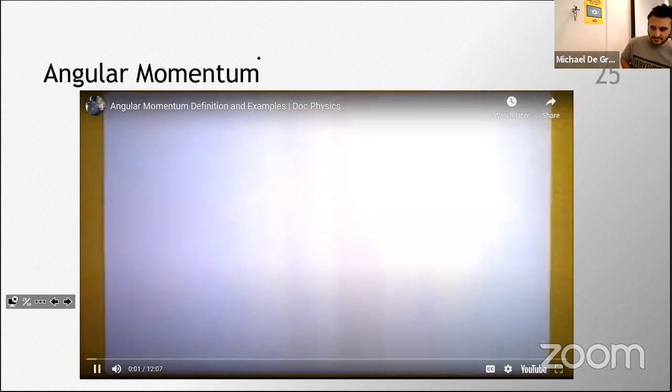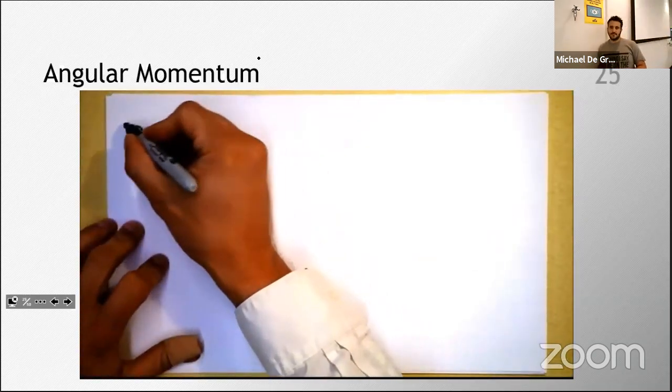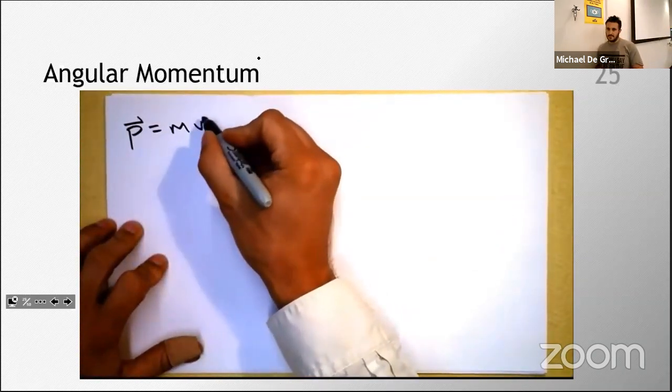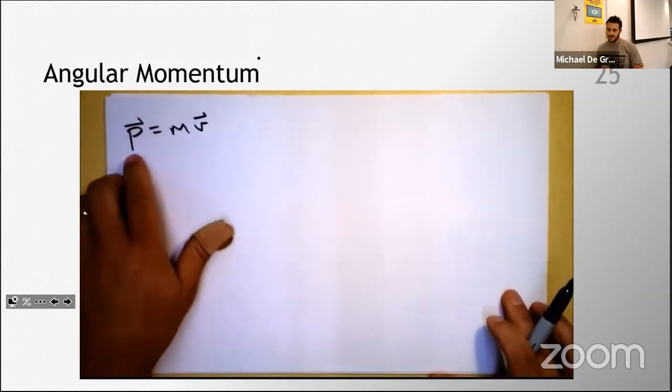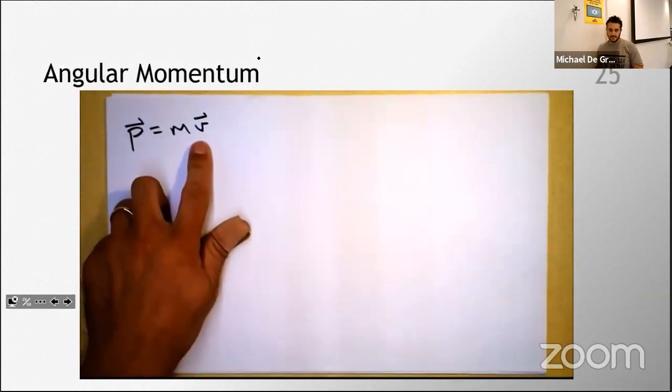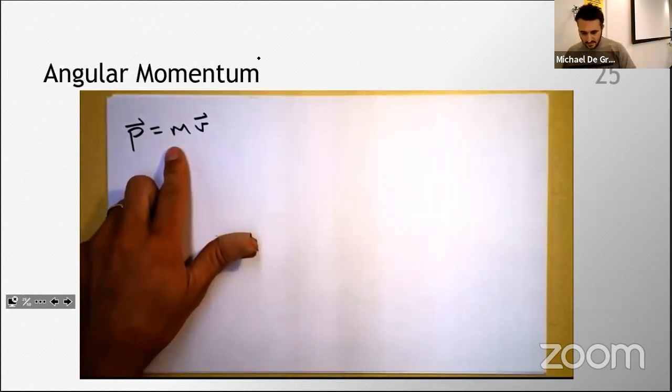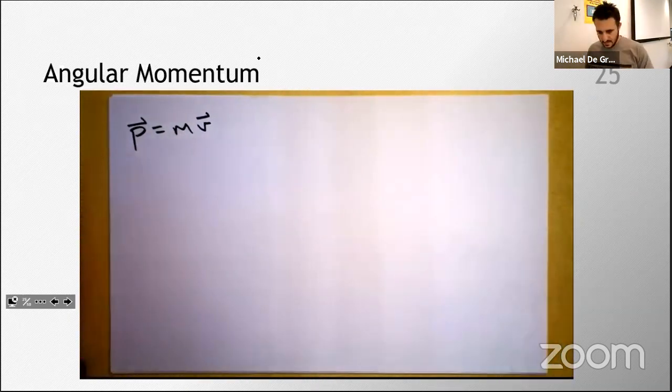M times V, just a little momentum. M times V, just a little momentum. M times V. So there you go. That's momentum. And it's your favorite, right? Because it's got a song.